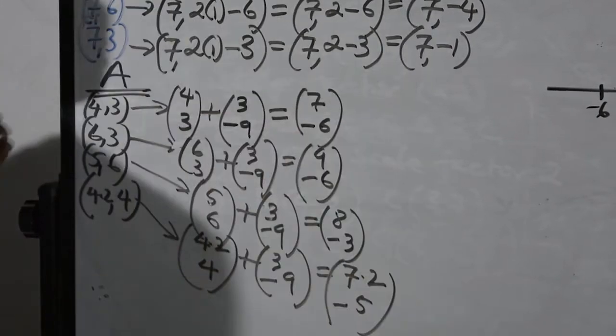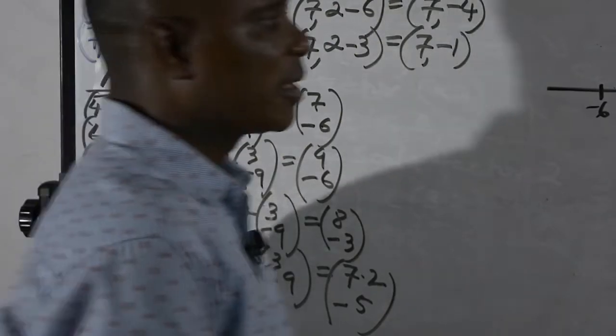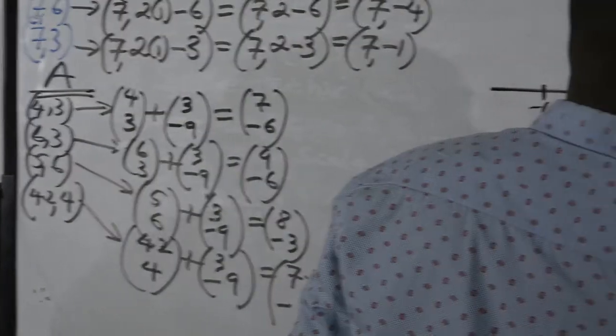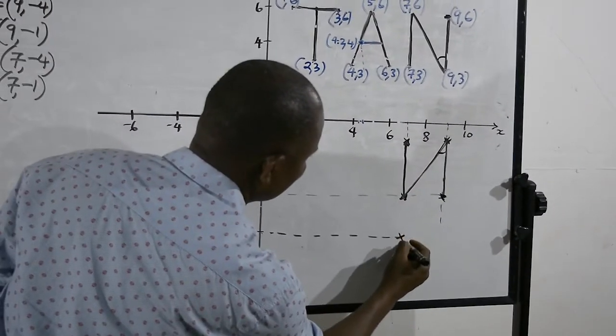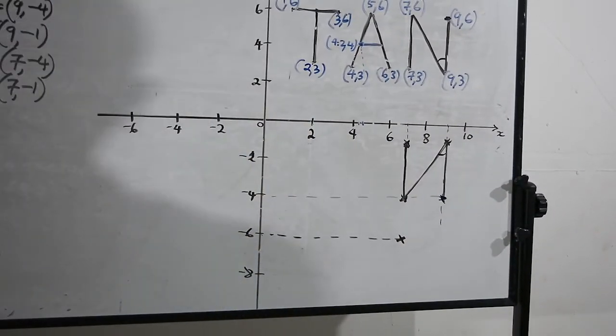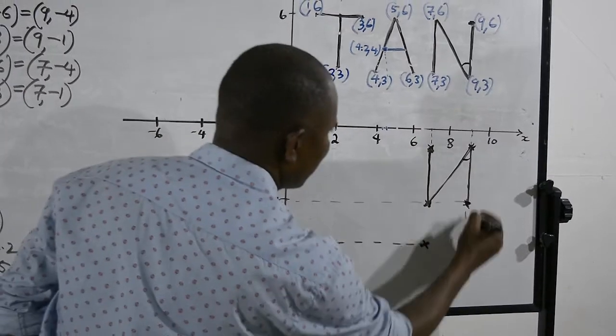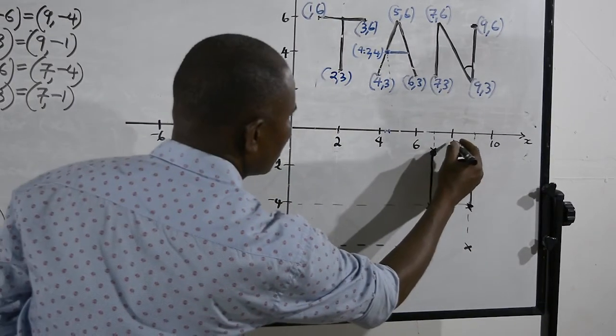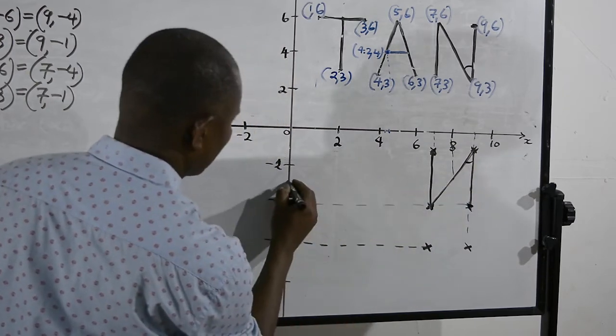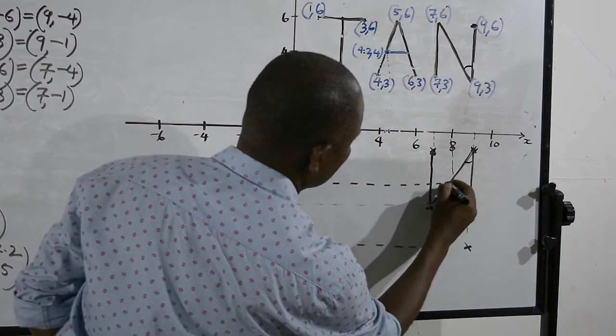So I plot. I'm plotting (7, -6). So I go down here. I have (7, -6) somewhere there. And I have (9, -6), somewhere there. So I have (8, -3). This is 8, and you have minus 3, somewhere there. So that's it here.